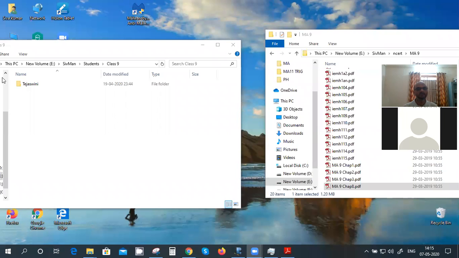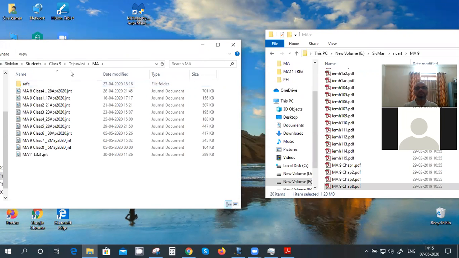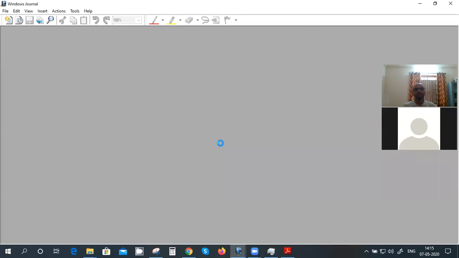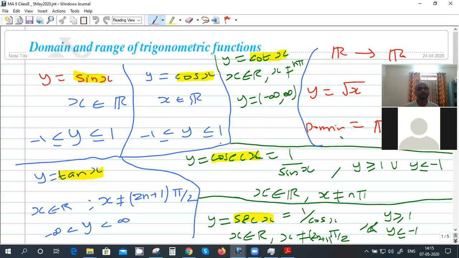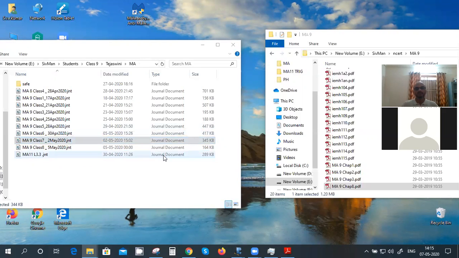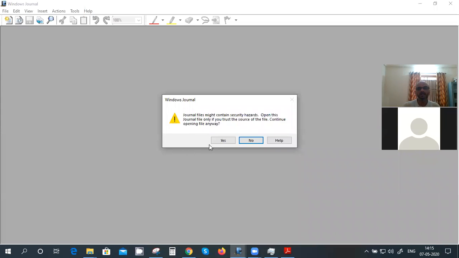Fine, okay. Let me open that file. See, there are two ways of measuring the angle, right? See, angle is the region between two lines, right? Yes. So that region is proportional to the arc length.